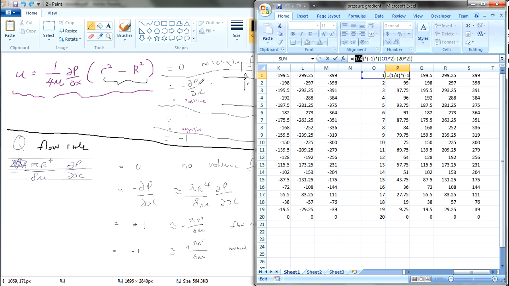Okay, I say that it is positive. I mean, sorry, I'm saying that if the pressure gradient is negative, that's why I put negative 1 over here. So this is the pressure gradient, and then this is the r square, the capital R square.